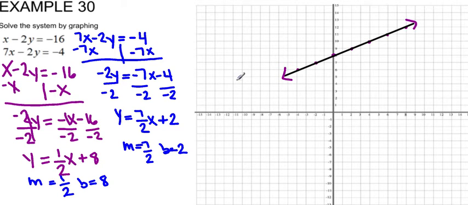I do the same thing with the second equation, but this time the y-intercept is 2. So I'm going to put a point on 2. And my slope is positive 7/2, so I'm going to go up 7 to the right 2. And then I connect the dots.